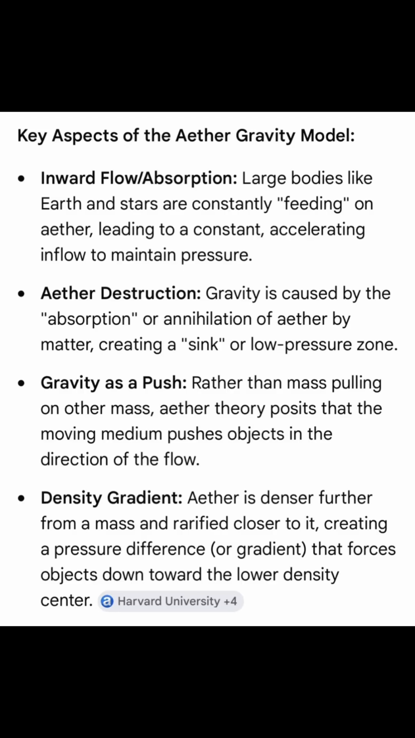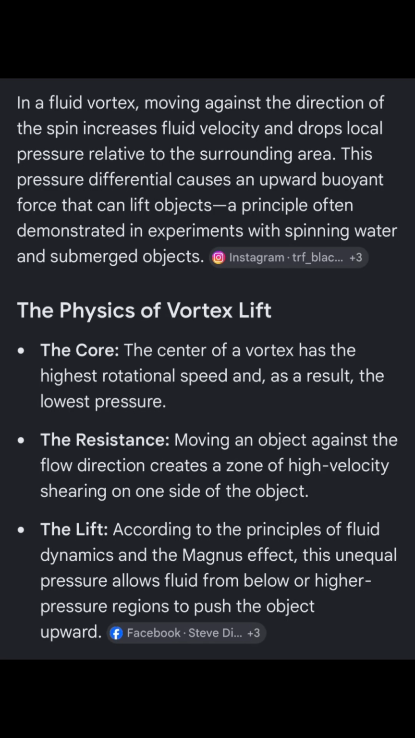One last thing to point out about the ether gravity model is that the ether is denser the further you get from a mass, and less dense the closer you get to a mass. So this creates the pressure difference, which causes gravity. So you can think of it as an object being pushed upon by a flowing water current. This is why the ether field is commonly referred to as a fluid-like field. Now keep all of that in mind as we look at a fluid vortex.